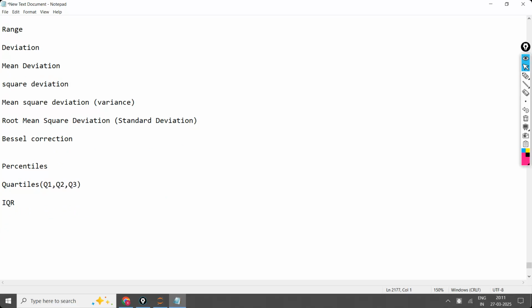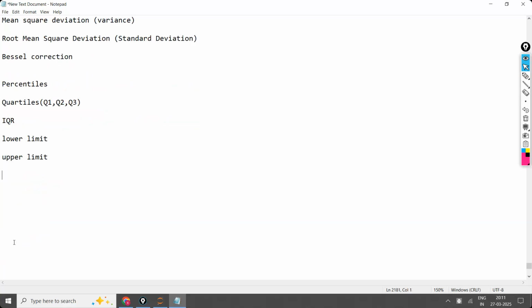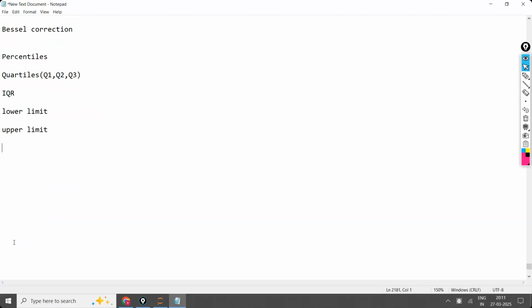After explaining the IQR, I told you how to calculate the lower limit and also the upper limit. The lower limit is Q1 minus 1.5 into IQR, and the upper limit is Q3 plus 1.5 into IQR. After explaining the lower limit and upper limit, next I told you about outliers: what are outliers, how to extract the outliers and how to check the outliers. I explained the box plot.